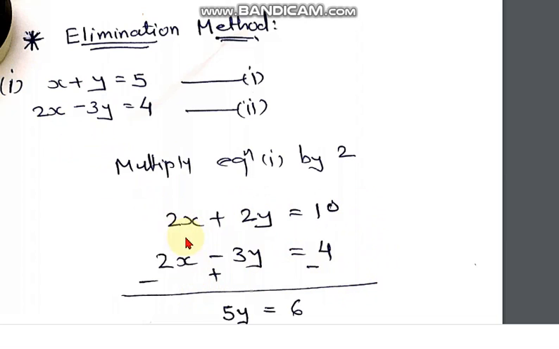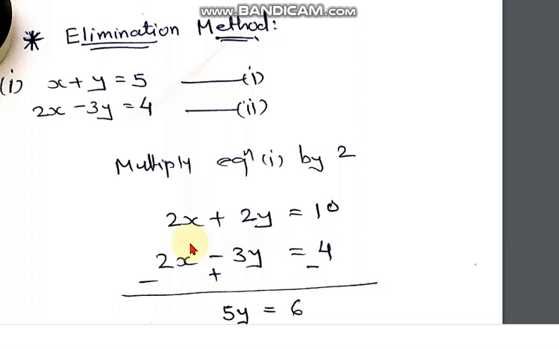Here we can see that in both equations the coefficient of x is 2 and the sign of x is positive. So we are subtracting 2x minus 3y equals 4 from 2x plus 2y equals 10. Whenever we subtract, we have to change the sign. Here 2x is plus, so it will become minus. Here 3y is minus, so it will become plus, because we are subtracting, so minus and minus make plus. Similarly here 4 is positive, so it will be negative.